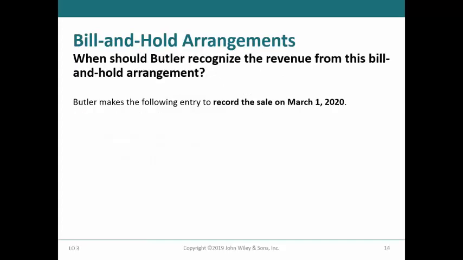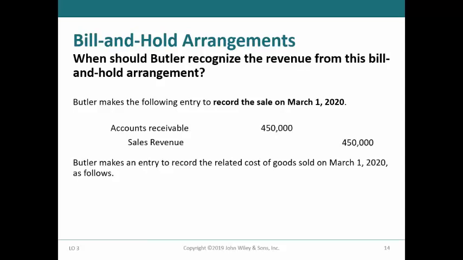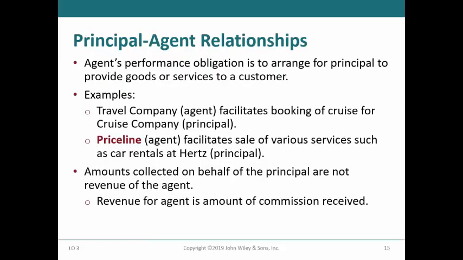Butler could record the sale on March 1st, 2020 by debiting accounts receivable and crediting sales revenue for $450,000 and also debiting cost of goods sold and crediting inventory for the cost of $280,000. Another issue that concerns revenue is the principal-agent relationship.